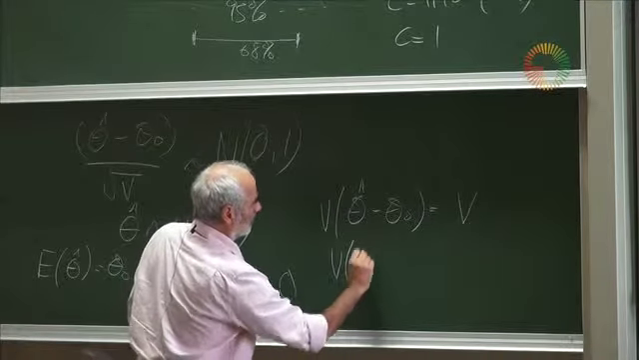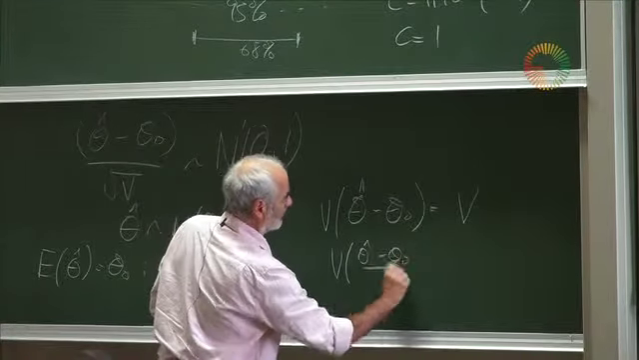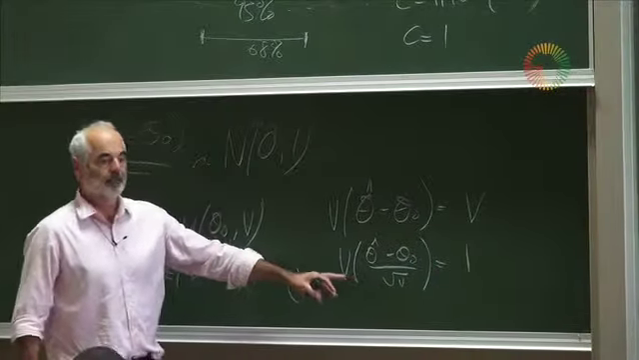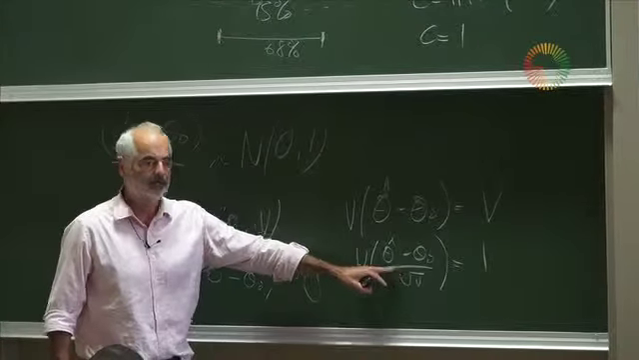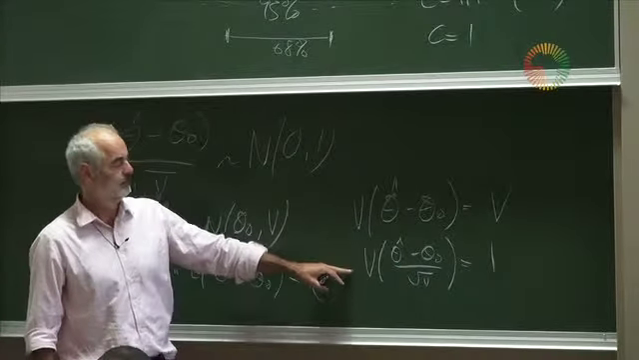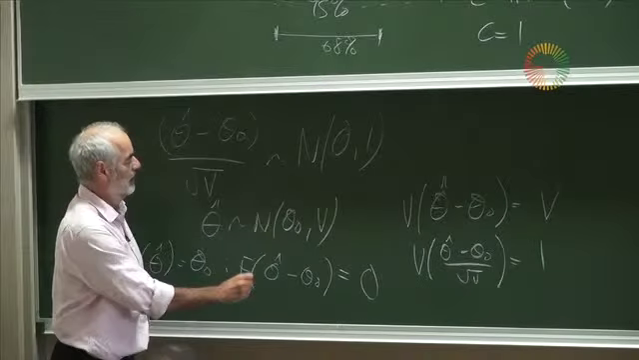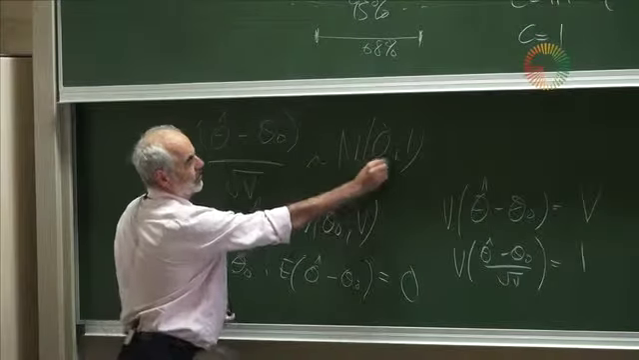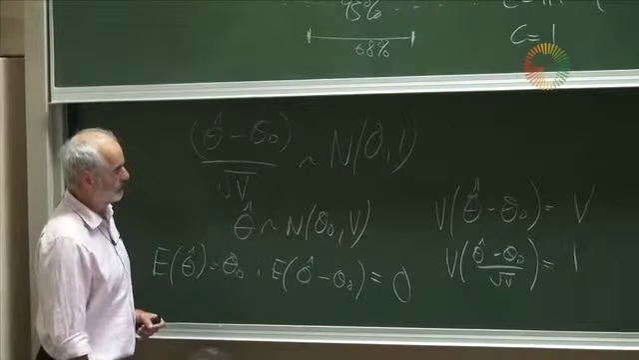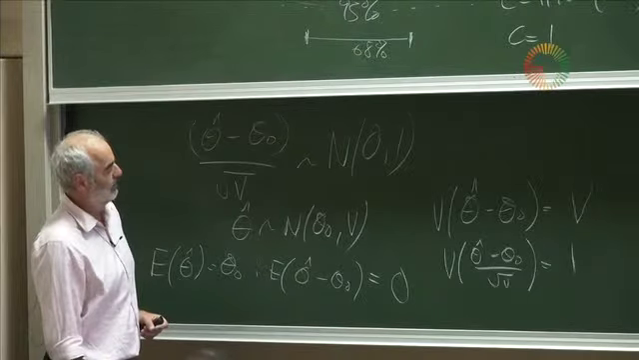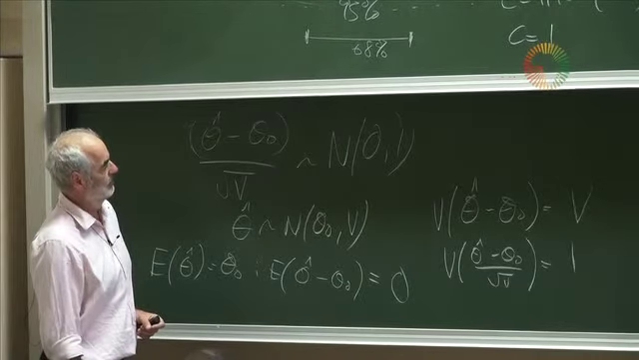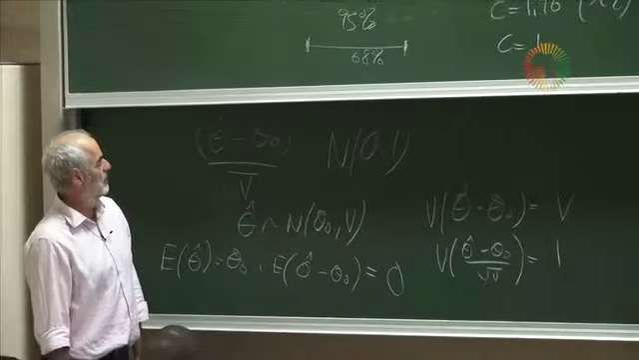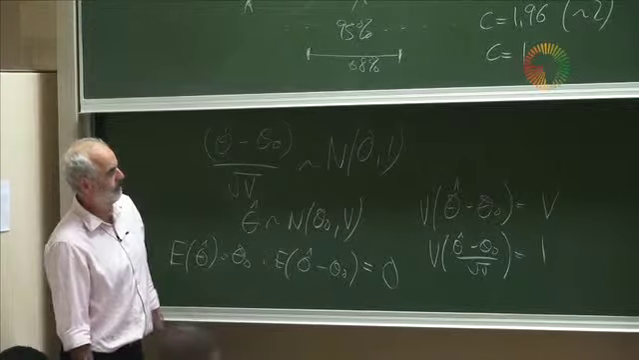So therefore the variance of theta hat minus theta naught over square root of v equals 1, because remember, when you put in a multiplier, you square it when you take it outside. So that shows that the mean and variance will be 0 and 1. And I think it's probably the easiest way to remember it. We could do a full change of variable as an alternative way to do it.